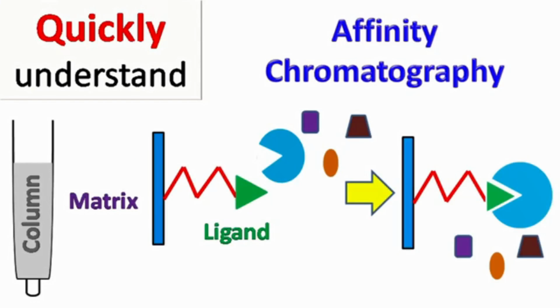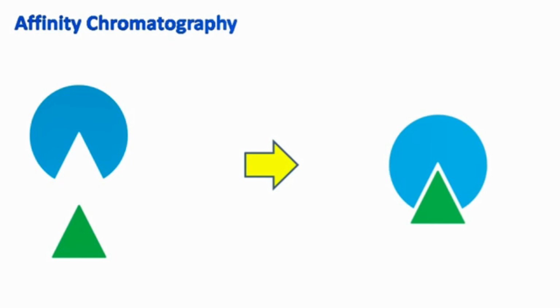Hey everyone, quick biochemistry basics here. Let's talk about affinity chromatography. Affinity chromatography is a chromatography technique in which separation occurs based on the specific interaction between two molecules. This specific interaction can be between an enzyme and a substrate, receptor and a ligand, protein and nucleic acid, etc.